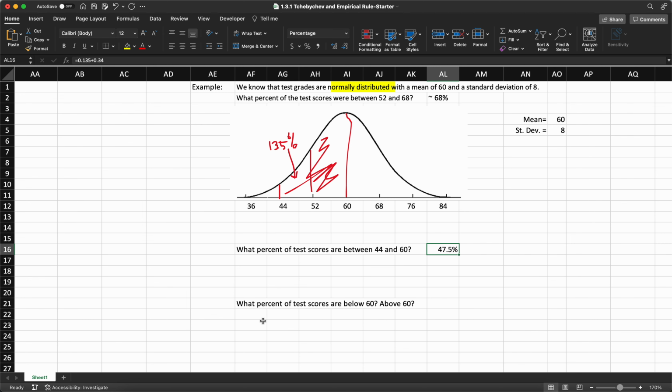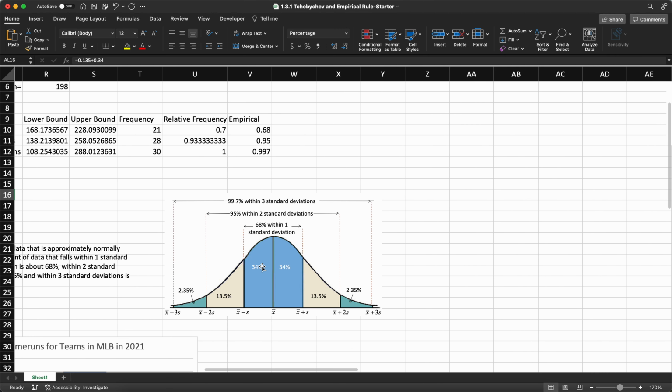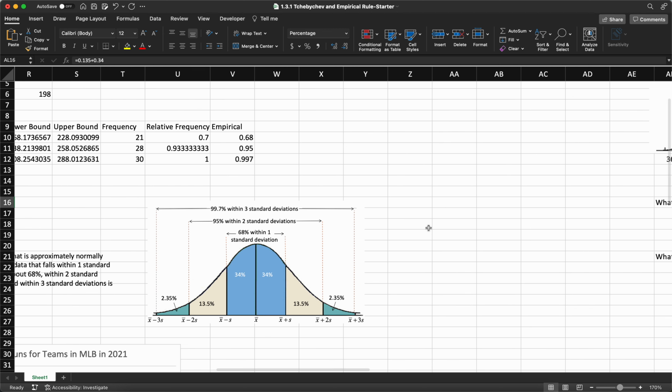And now I want to know what percent of test scores are below 60%. Now you might think that you should add up 34 and 13.5 and 2.35, but remember, there's more data out here. There's another 0.15% of data outside of 3 standard deviations, because 0.3 divided by 2 means 0.15% over here and 0.15% over here. So over on this side, below the mean, if we add up 34, 13.5, 2.35, 0.15, we're actually going to get 50%.